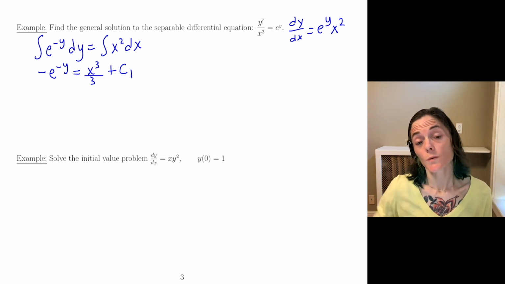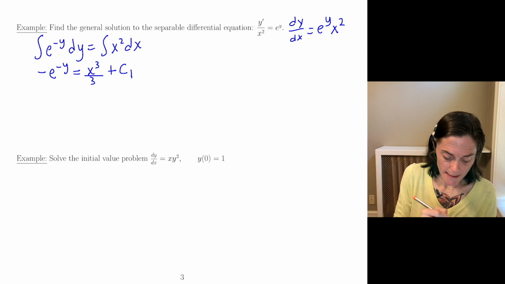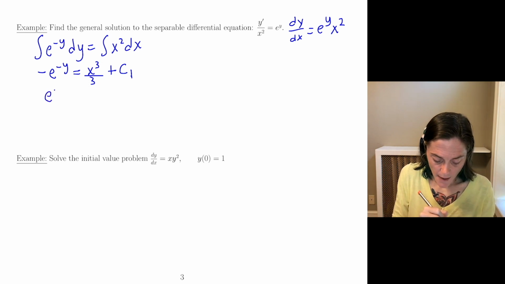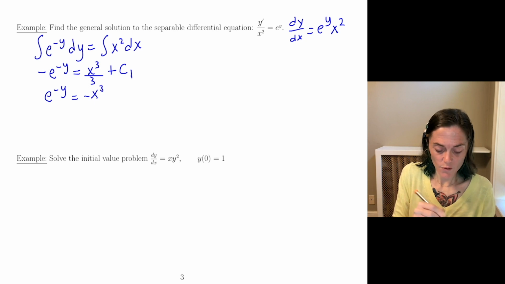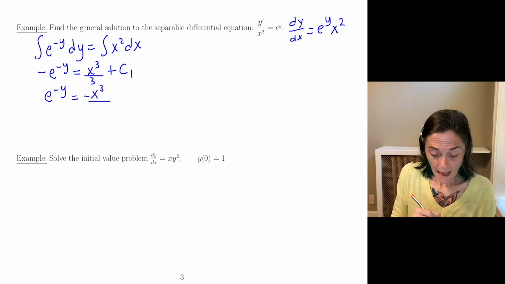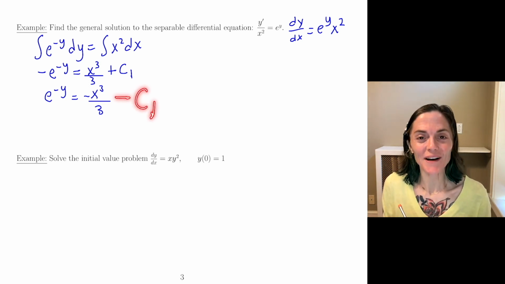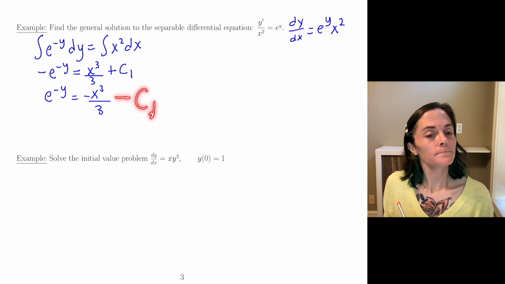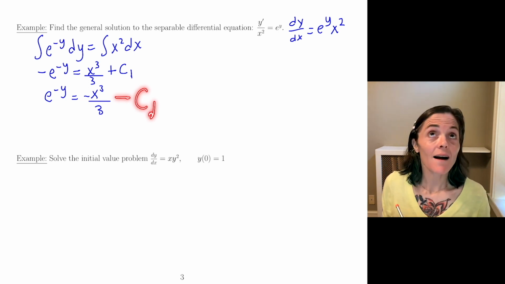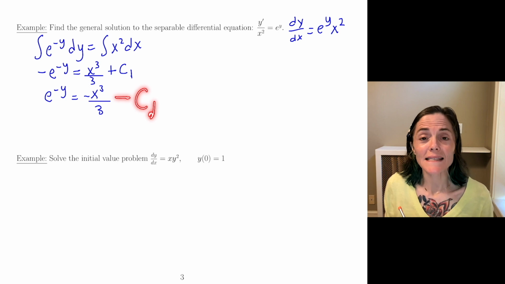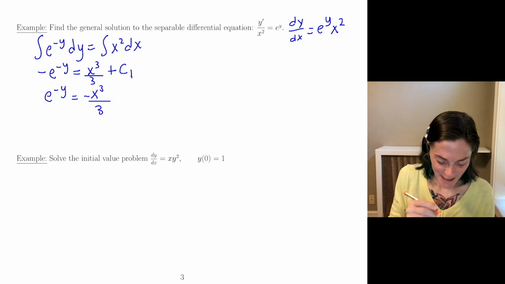The first thing I would do is multiply through by this minus sign. So I have e to the minus y equals minus x cubed over 3, and then I would have minus C1, right? Yes, I would. But subtracting a constant is the same as adding a constant. It's just some constant. So I'm just going to put plus c here.